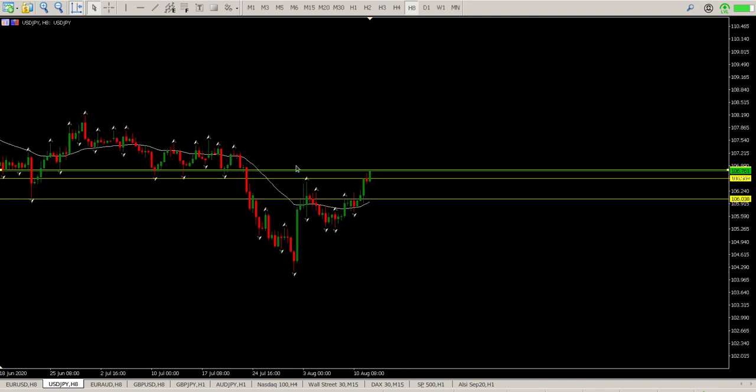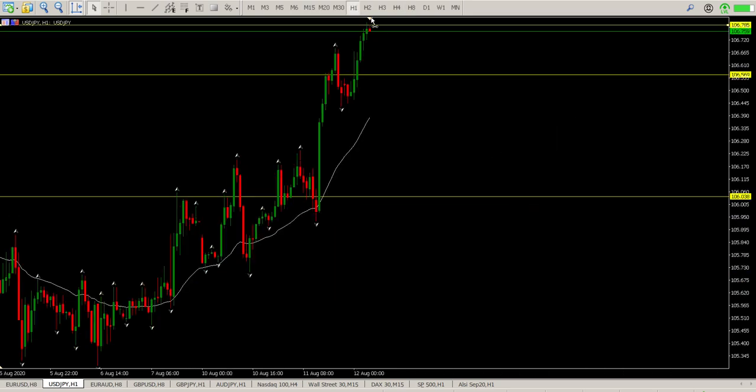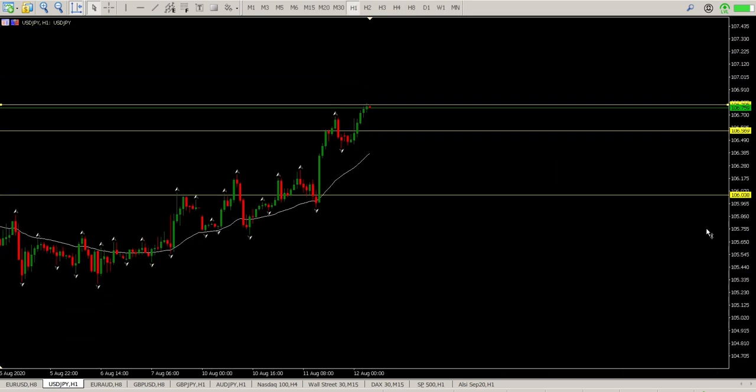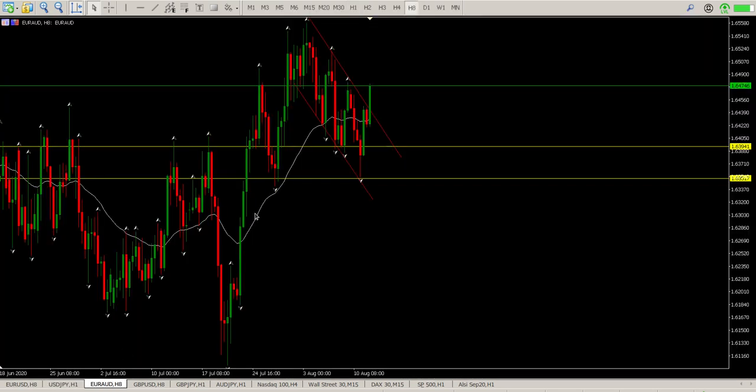So for me at the moment, sit on hands on both these pairs just to wait and see what transpires. This does look a little bit tired at the moment, so we'll have to wait and see what transpires at this level.